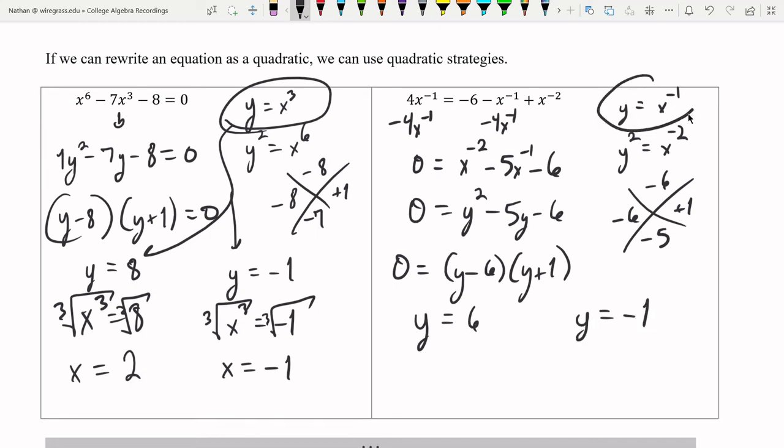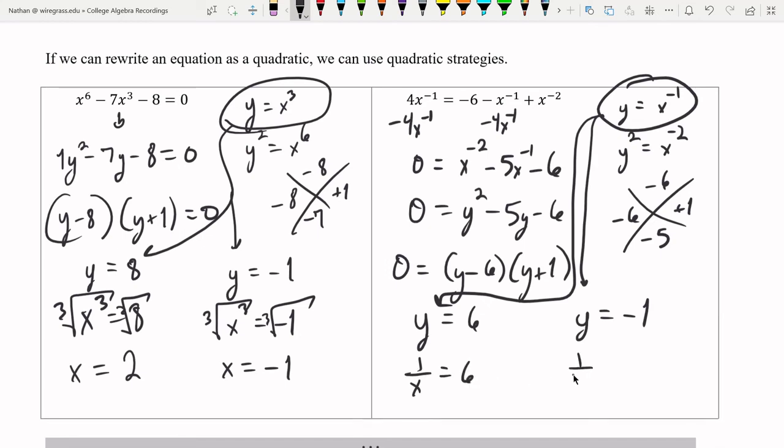Going back, plugging back y into there, y equals x to -1. So I get x to -1 is just 1 over x. It's just a reciprocal, right? So you have 1 over x equals 6. 1 over x equals -1. I can flip both sides of the equation, giving me x equal to 1/6 and x equal to, well, 1 over -1 is the same thing as just -1. So that one's quite easy to solve.